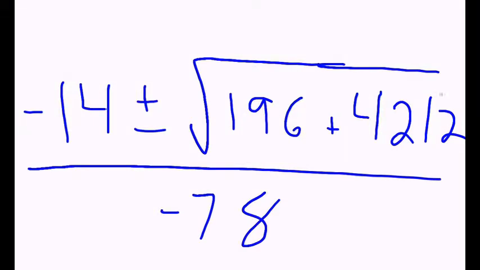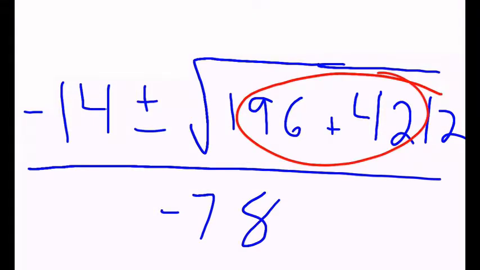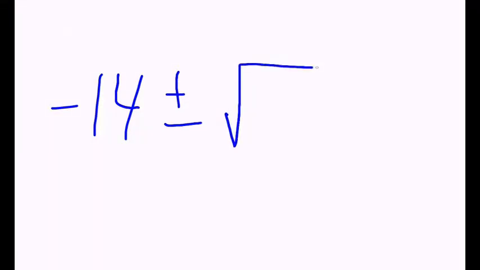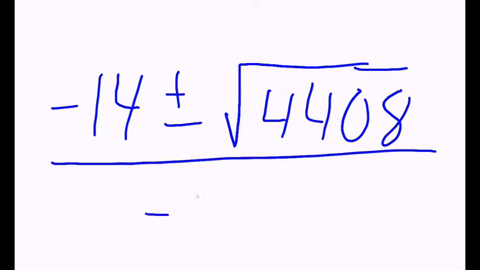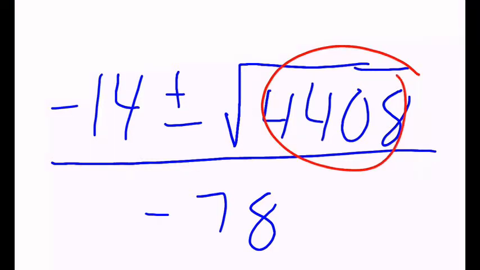Okay, next step, we want to clean up underneath the root some more. So it would be 196 plus 4212, which would be 4408. So we got negative 14 still. Can't forget that guy. Don't forget the plus minus. It's important. That's how we're going to get our 2 roots in the end. And we still got the 44.8 here. And still divided by negative 78.